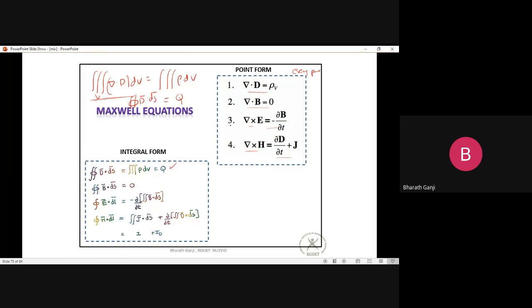Whereas for the third equation, I take the surface integral on both sides. It is not a closed one, it's an open one. So the surface integral of del cross E bar dot dS bar is nothing but minus dou by dou t of the surface integral of B bar dot dS bar. From Stokes theorem, the left side is nothing but the loop integral of E bar dot dl bar. That is how you get the integral format of these equations.